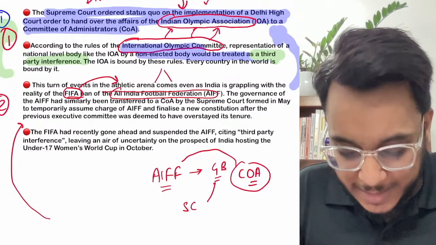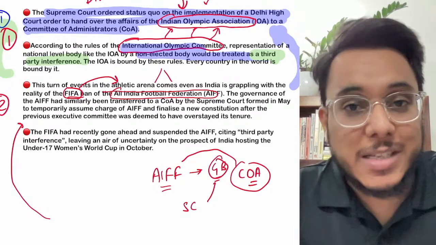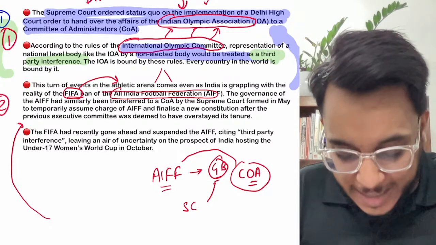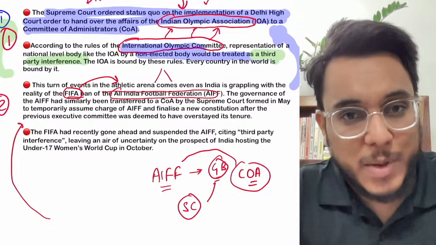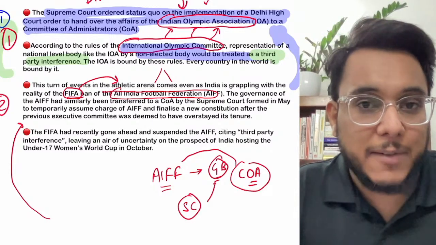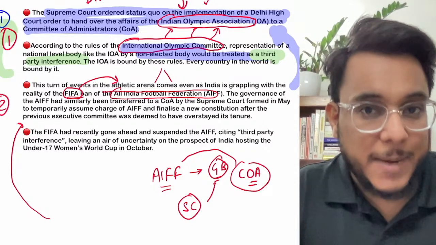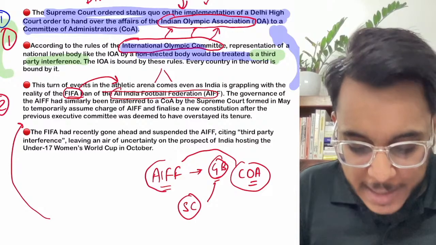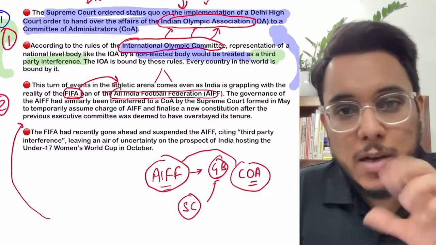The Supreme Court has held that the governing body had overstayed their tenure, and therefore they removed it. And again, this particular thing where the Supreme Court brought a committee of administrators was called a third party interference into sports governance in India, and because of this only, FIFA has banned the All India Football Federation.